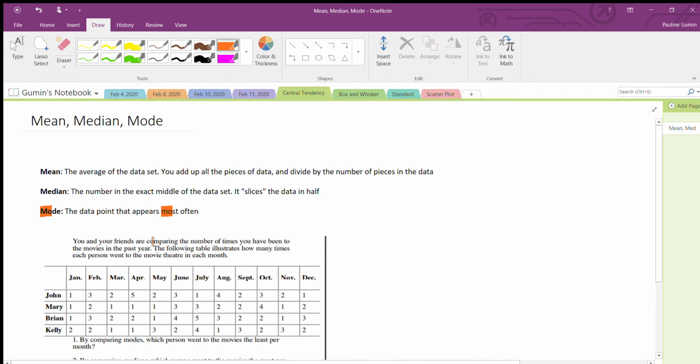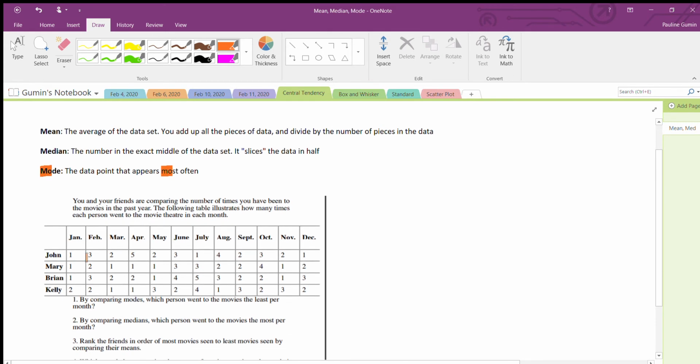Okay, so let's see. How many ones does John have? 1, 2, 3. Okay, and he has 1, 2, 3, 4 twos. And he has, let's see, how many threes? 3 threes, okay. So far, 2 appears most often, 4 times. So John's mode is 2. I'm just going to write them in order. Well, John will be the first one.